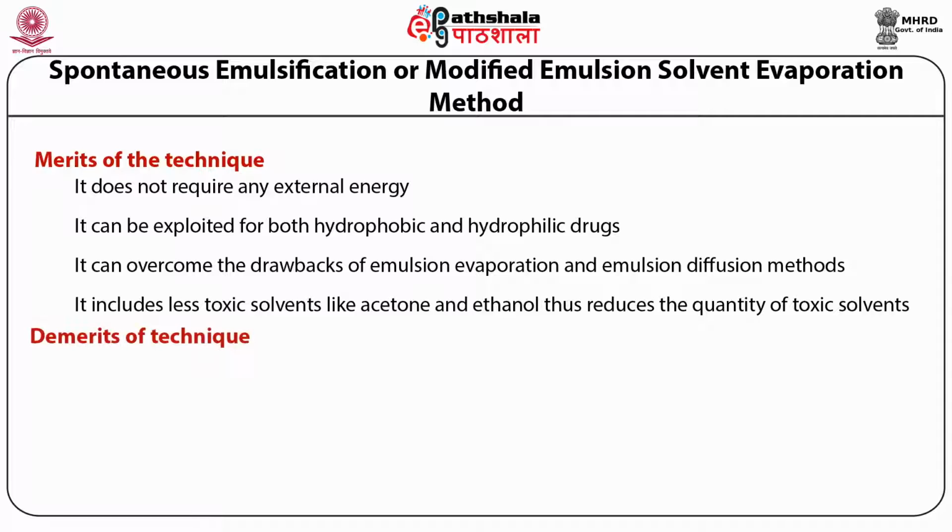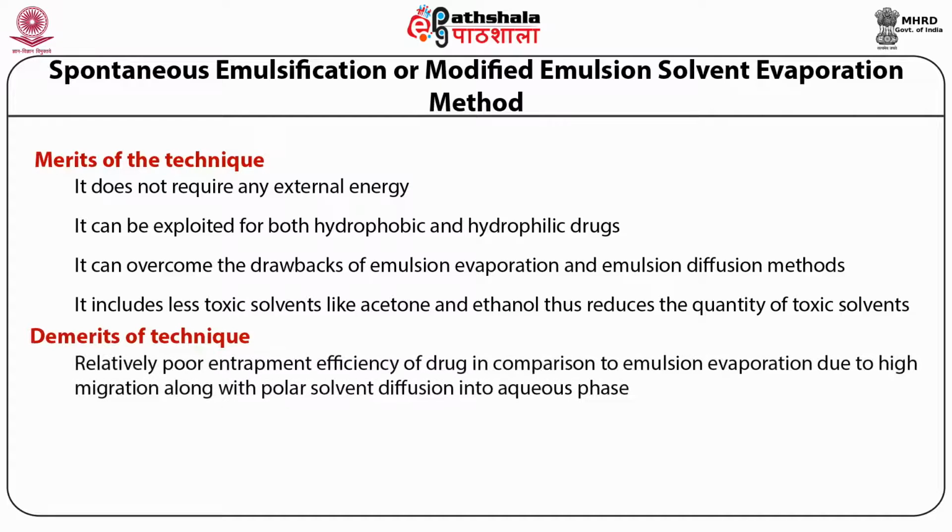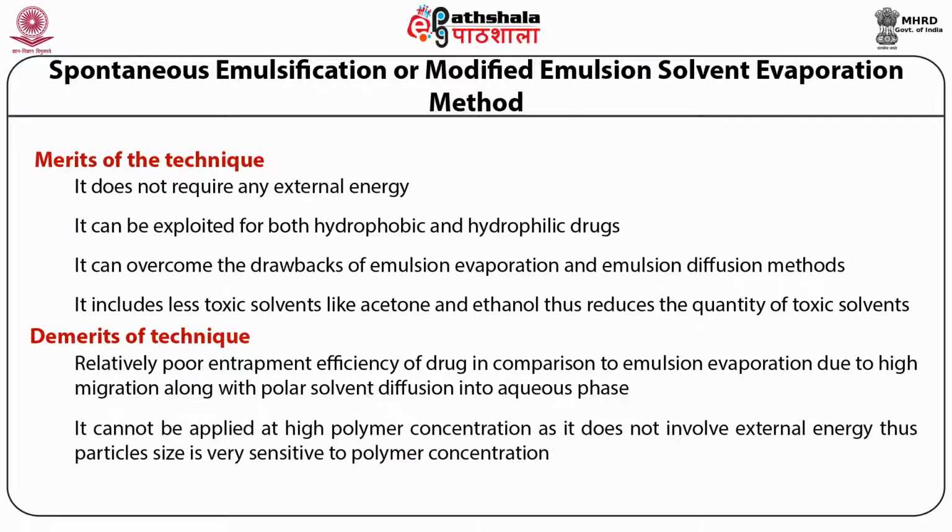Demerits of the technique. The first demerit is relatively poor entrapment efficiency of drug in comparison to emulsion evaporation, due to high migration along with the polar solvent diffusion into the aqueous phase. It cannot be applied at high polymer concentration as it does not involve external energy. Thus, particle size is very sensitive to polymer concentration. Another important demerit of this technique is residual toxic solvent like dichloromethane or chloroform.